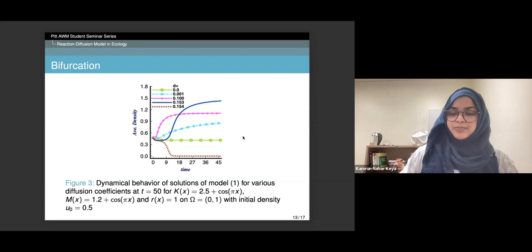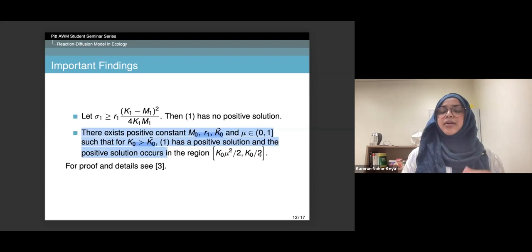That was one scenario we found. And the other scenario was for the second theorem we established, that we'll have a boundary where the solution will exist.